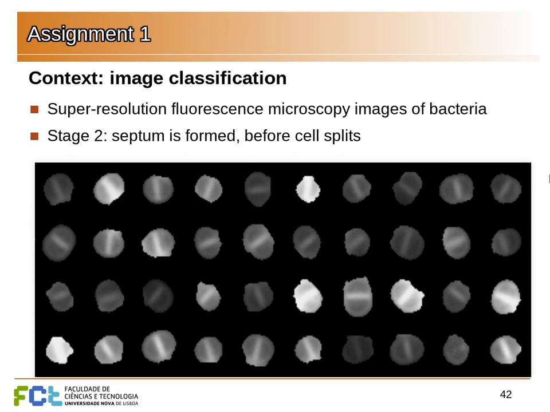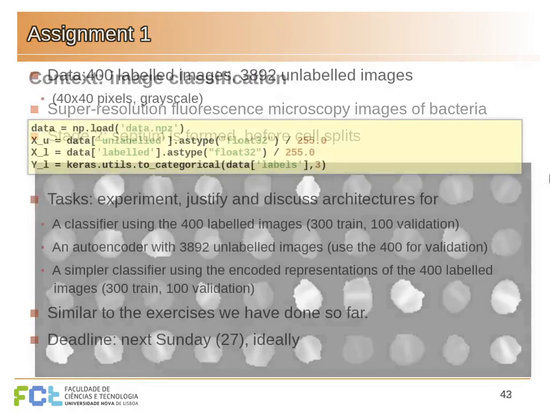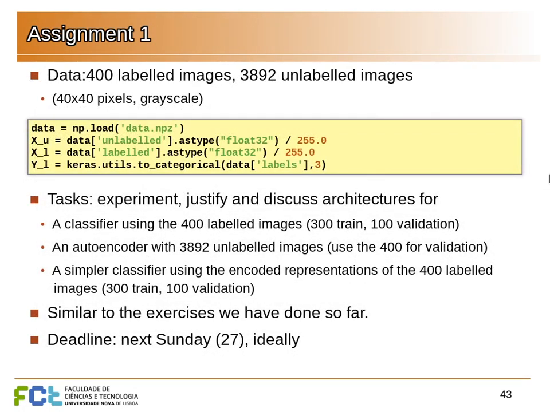Now, there are some problems: the overall brightness changes a lot from cell to cell, the orientation of the septum is different, and so on. And also, we only have 400 labeled images. We have 3,892 unlabeled images, so they are similar to this one, but we don't have the classes for those. You have a zip file with these data and some auxiliary functions and so on.